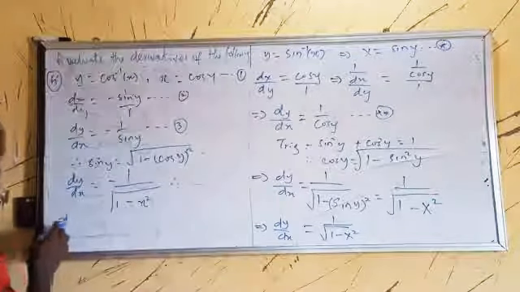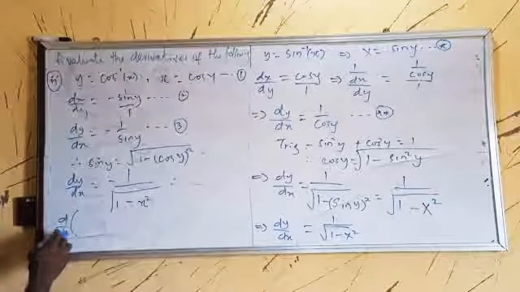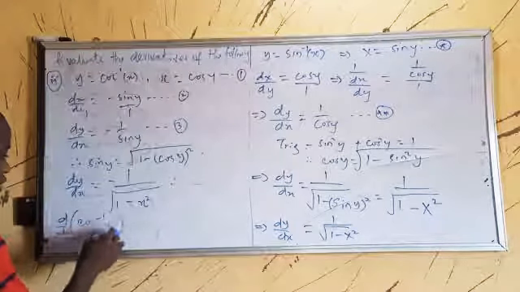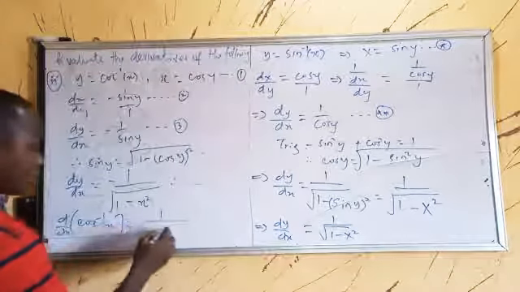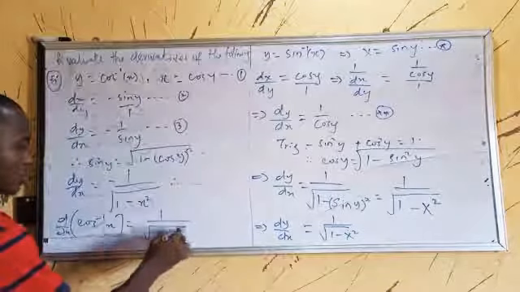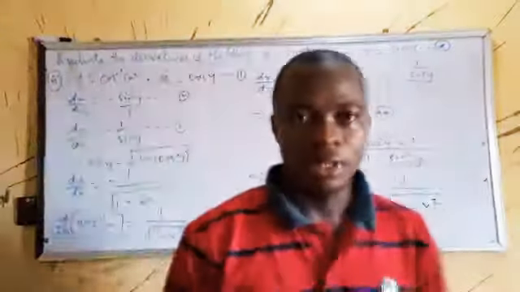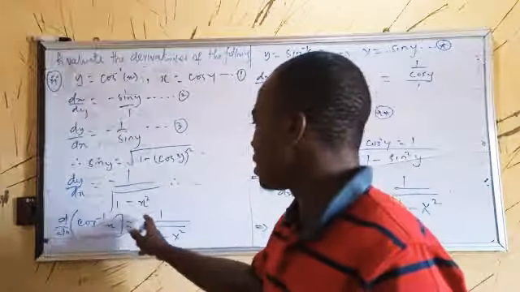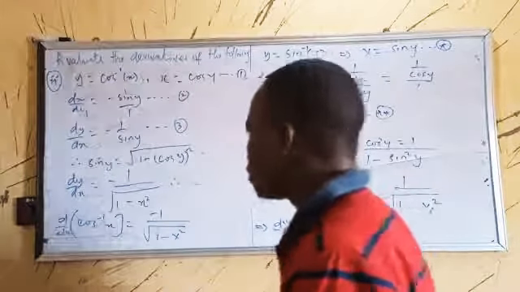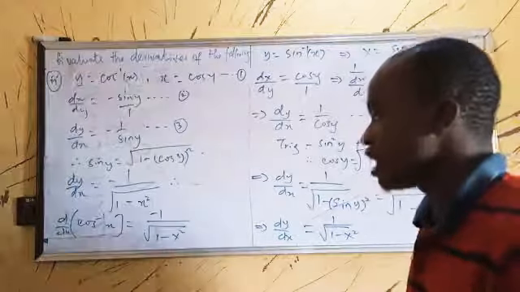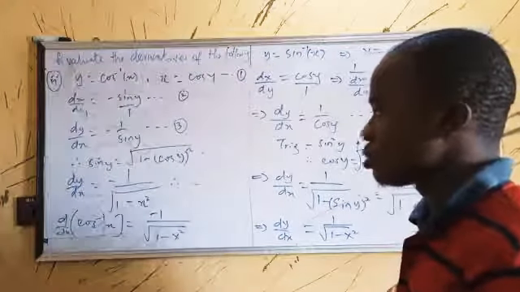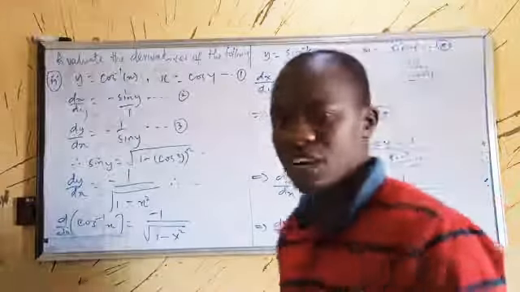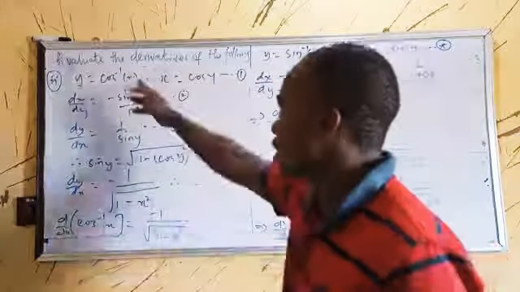So therefore we have d/dx of cos inverse of x equals minus 1 over the square root of 1 minus x squared. I don't know if you are getting what I'm saying. So now you can see that this is having minus. So you don't need to disturb yourself anytime you are asked to find the derivative of a trig inverse function. That is something like this.